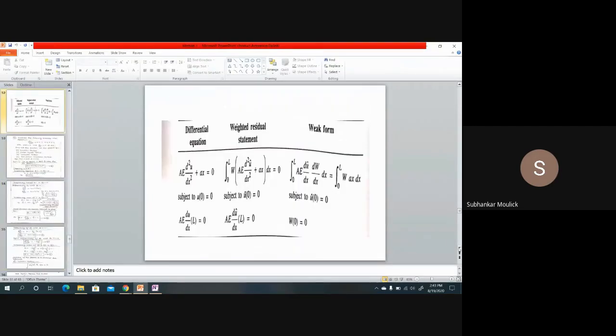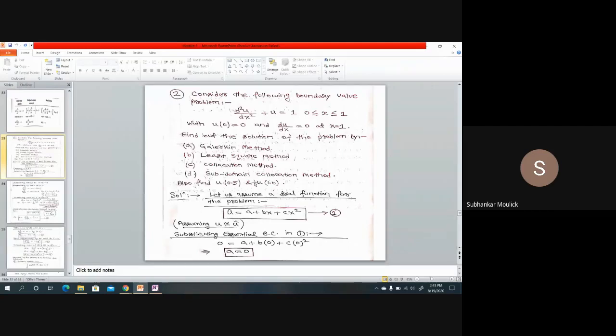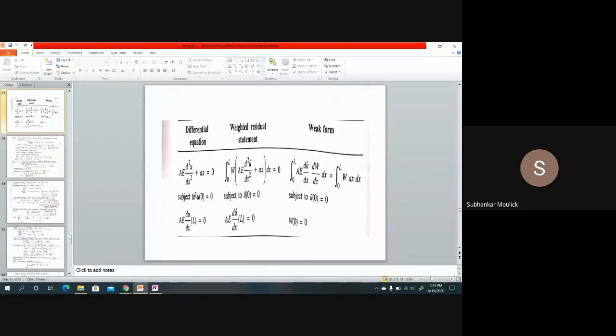So now in the second question, let us solve the second problem. What is the second problem? Sir, can you show the last weak form equation? Yes, note it down.